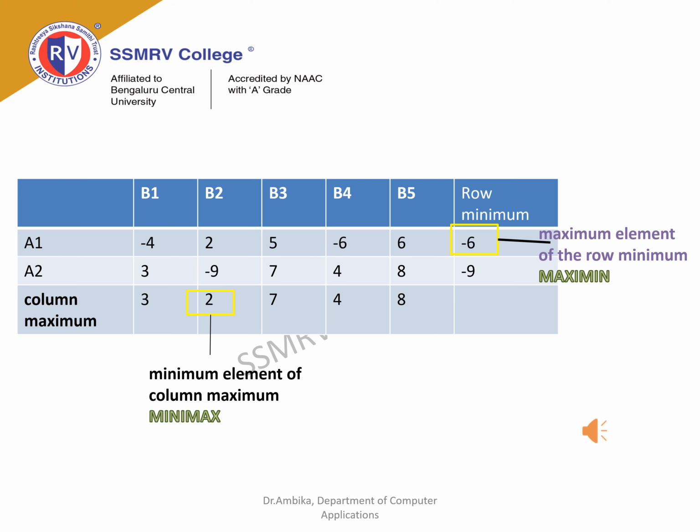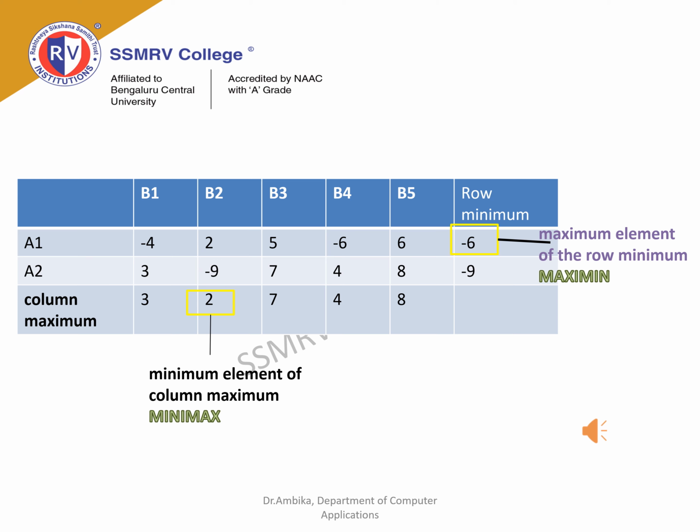And in the A2 row, minus 9 is the minimum element and you have inserted minus 9 in the row minimum column. You find the maximum of every column and insert the same in the column maximum row. So in B1, 3 is the maximum element, B2, 2 is the maximum element, B3, 7 is the maximum element, B4, 4 is the maximum element, B5, 8 is the maximum element. We find the maximum in row minimum and label it as maximin. So here minus 6 is labeled as maximin.